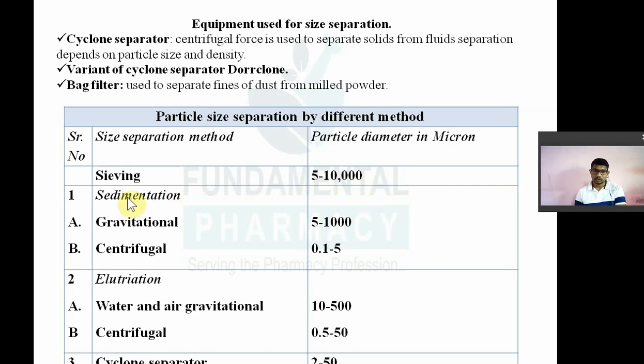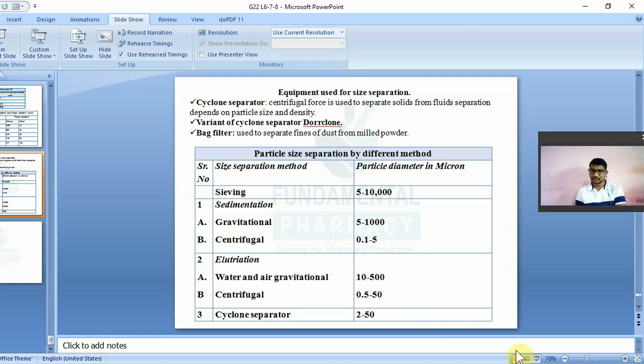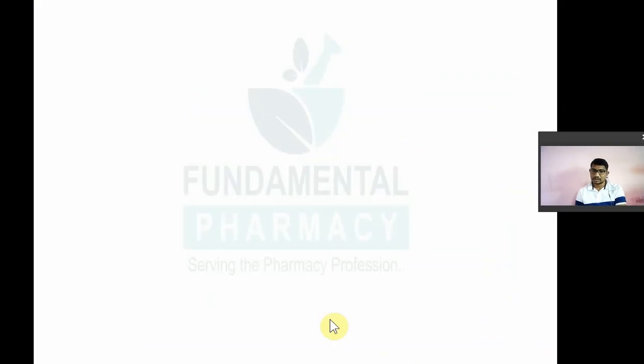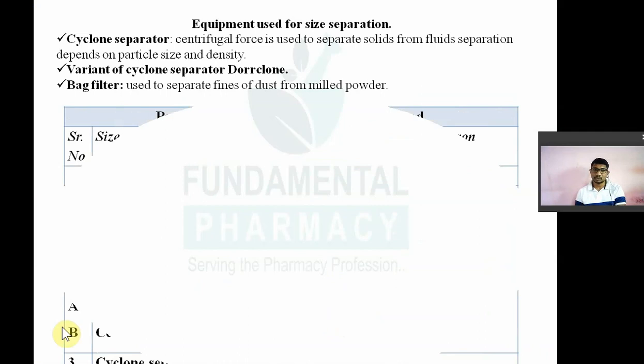In the sedimentation method there are two types: by using gravitational force and by using centrifugal force. By using gravitational sedimentation you can separate particle sizes in the range of 5 to 1000 micron. By using centrifugal sedimentation, you can separate particle sizes in the range of 0.1 to 5 micron. That is the lowest particle size that can be separated, by centrifugal sedimentation.